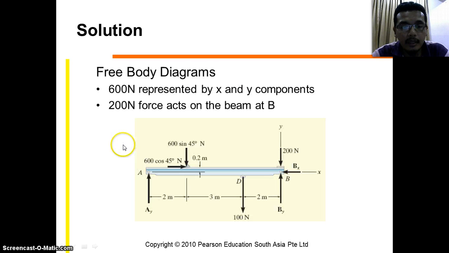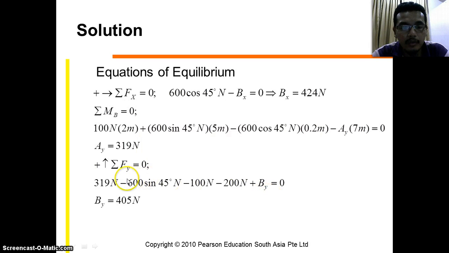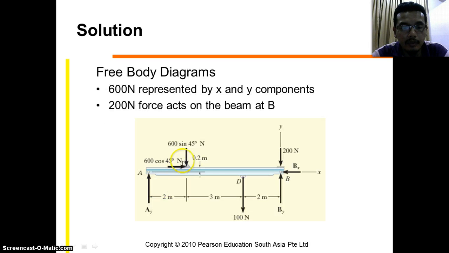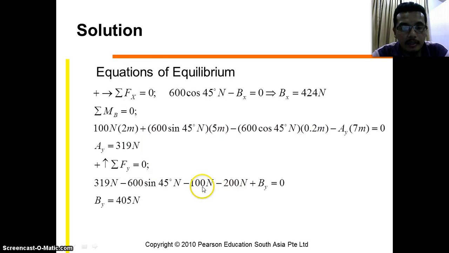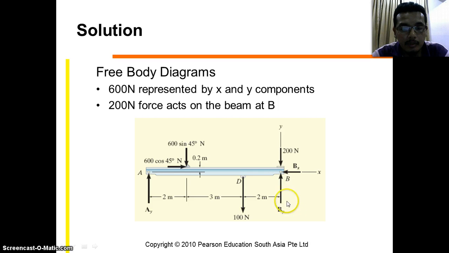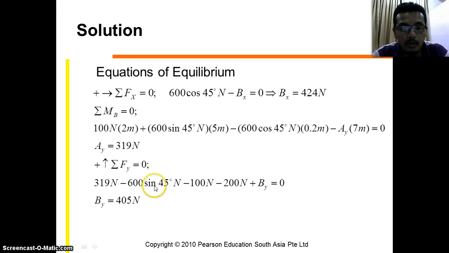So AY is 319 Newton, which we already developed. So AY, 600 sin 45 is negative, 100 Newton is negative, 200 Newton is negative, plus BY, because BY is going up, is positive, so you get 0. Only one unknown here, so we can get BY. BY is equal to 405 Newton.